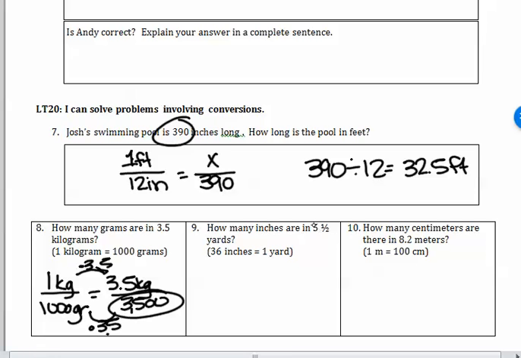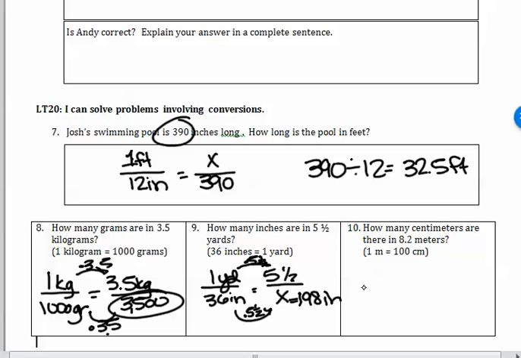How many inches are in 5.5 yards? So 1 yard equals 36 inches and 5.5 yards equals, and we don't know. So we multiply by 5.5. And when we do that, we get 198 inches. And these were grams. Don't forget your label.